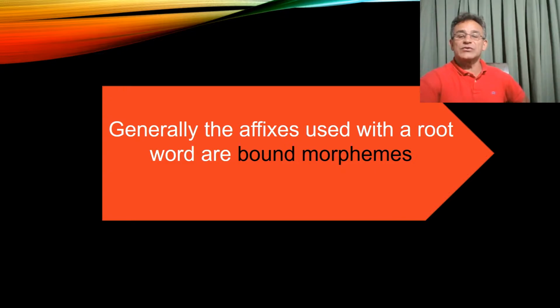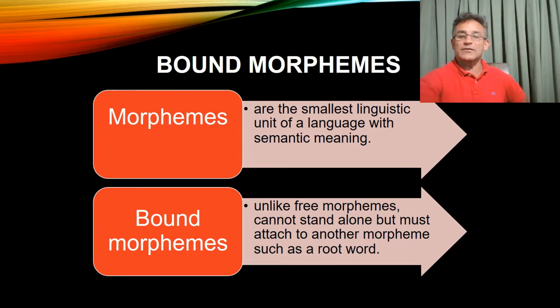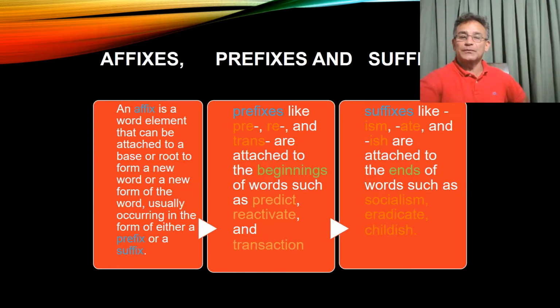Generally, affixes used with a root word are bound morphemes. What are bound morphemes? First, let's explain that a morpheme is the smallest linguistic unit of a language with semantic meaning. Meanwhile, bound morphemes cannot stand alone but must attach to another morpheme such as a root word. Those are affixes, prefixes, and suffixes.